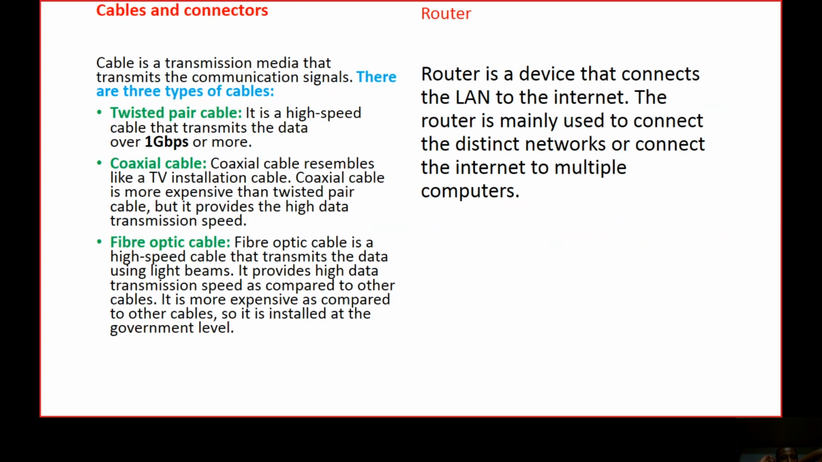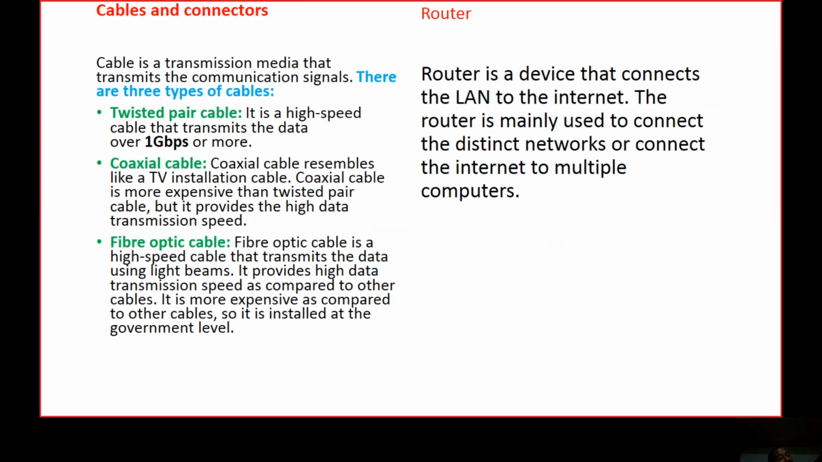Coaxial cable resembles TV installation cables, as you have seen. Maybe at your home you have a TV. Just check those cables which are used to connect the TV to the antenna. They are called coaxial cables. Coaxial cables are more expensive than twisted pair cable, but provide a higher data transmission speed.